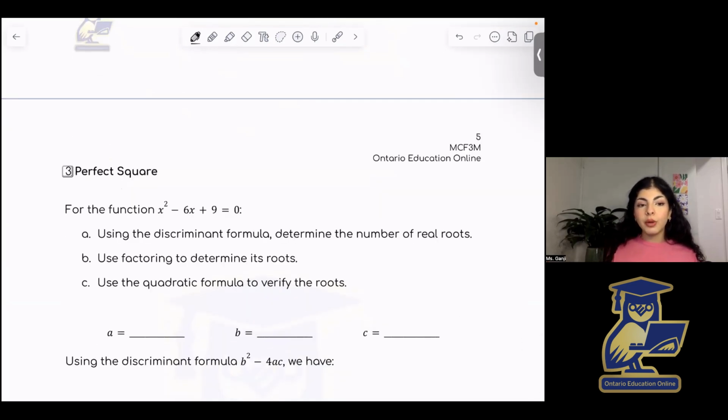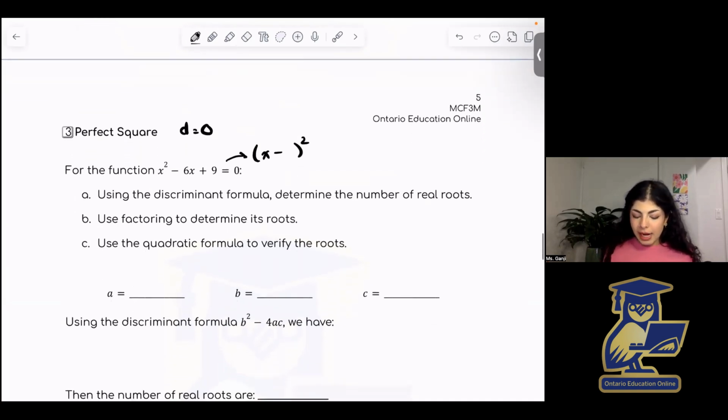And so here, before we even start, my question for you would be, what do you expect the discriminant to be? So the discriminant for a perfect square should be that D equals 0 because we expect this to be of the form x plus or minus something squared. So let's test that out.